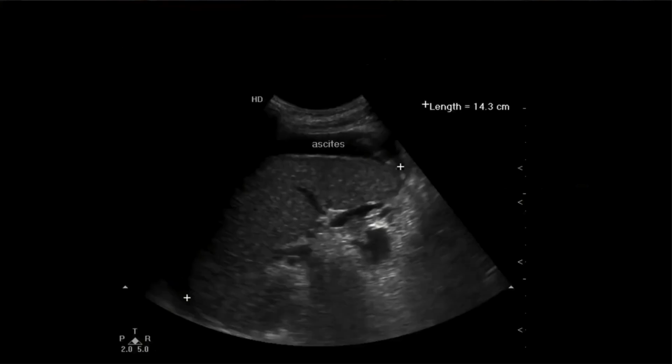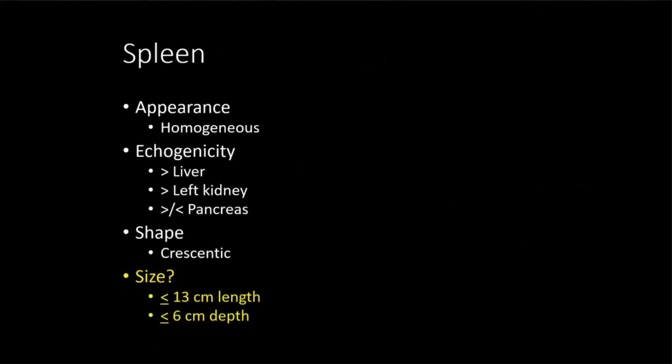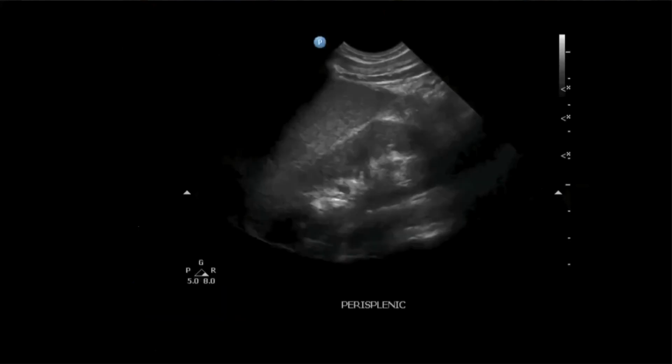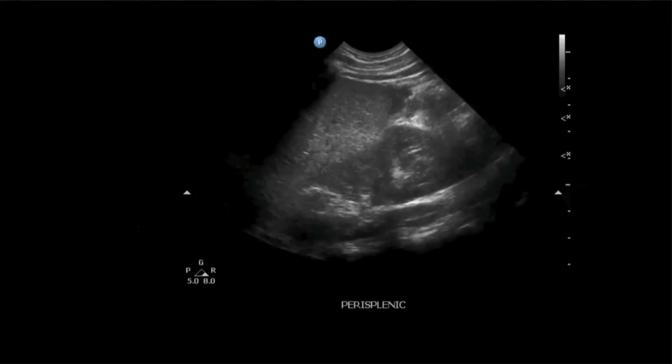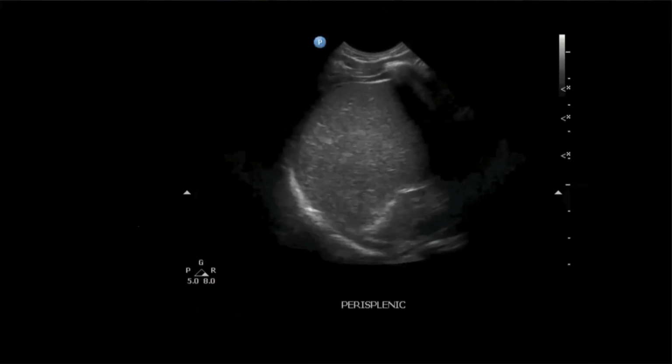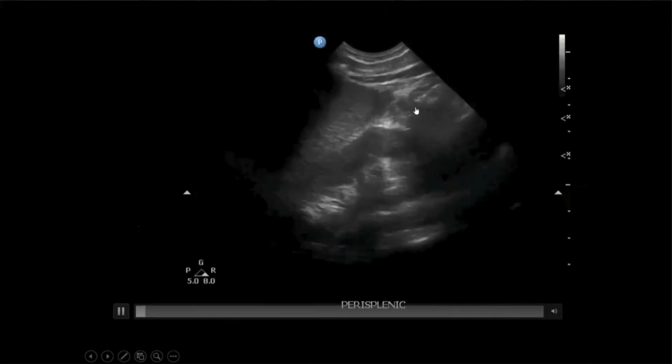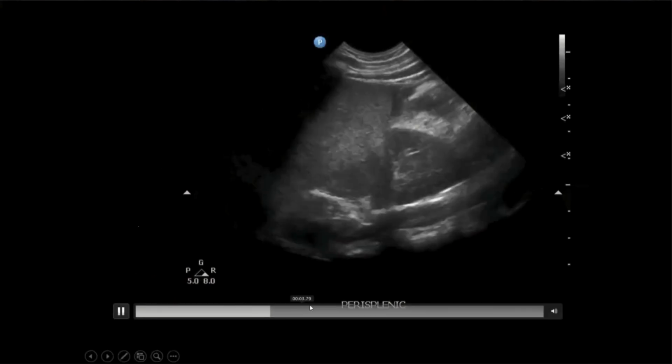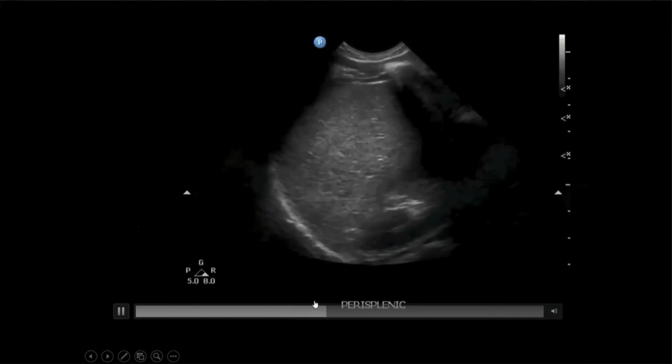So you can see that this spleen is kind of large. There's also some ascites around that spleen as well. So it's really homogeneous. It's pretty echogenic, and it's shaped like a crescent. And normally it's less than 13 centimeters in length. So scanning through this, what do you notice at the tip of that spleen? Right here. Maybe a little bit of free fluid.